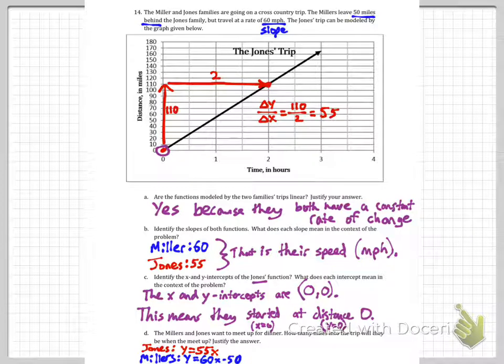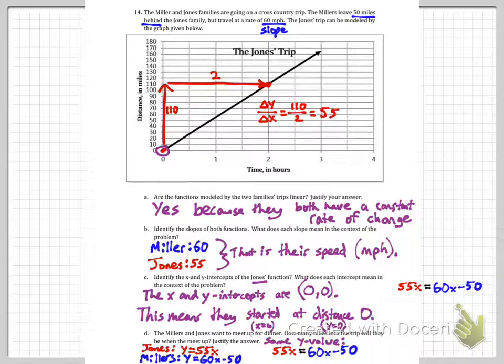Now, something I know about this is that if they're going to meet up in the trip, that means their distance, their y, needs to be equal. How far they are, where they are in location. So, if their distance needs to be equal, the y values need to be equal. So if they have the same y values, let's make 55x equal to 60x minus 50. That's going to set their y values to be the same. Now we have an equation that we can solve over here on the right, and we'll find out what x makes the two sides equal.